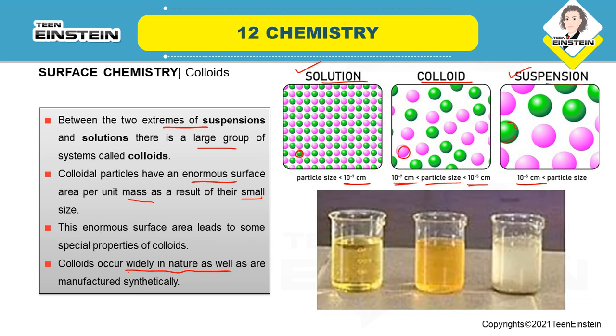So here we have three. This is a solution. You can see this is completely transparent, right? And this is a suspension, which is exactly opaque. In between these two is the colloid, and in case of colloid, it is not completely transparent, it is not completely opaque, it has some translucent nature. Translucence means it is not exactly transparent, but it is not exactly opaque also, it is in between. So it is in between solution and suspension.